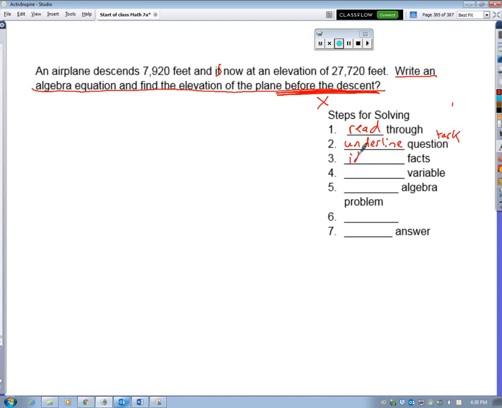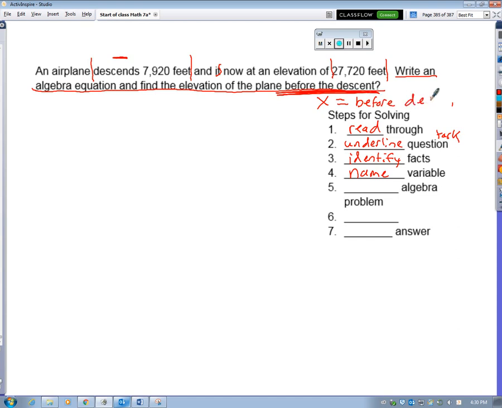Let's identify some math facts up there, guys. The plane is descending 7,920 feet. Descending means it is dropping, so I'm going to put a minus sign there to help me remember that. And we know that the plane is now at 27,720 feet. We identified the math facts. We just named the variable already. Our question told us. Remember that super math tip that I gave you. The question tells us what the variable is. The plane before the descent, so x is going to equal before descent.